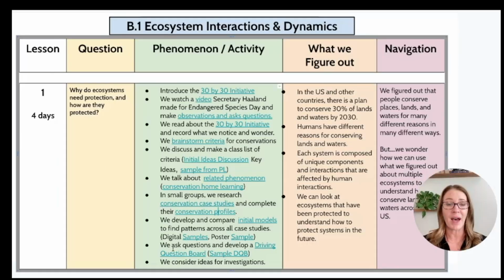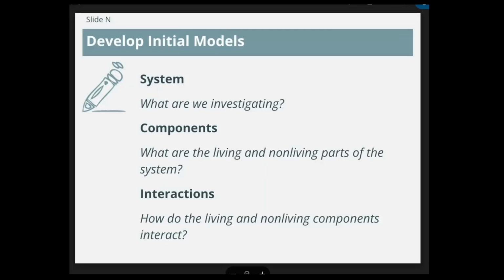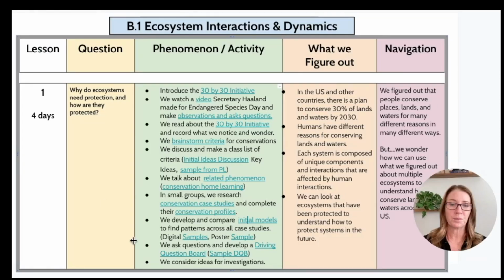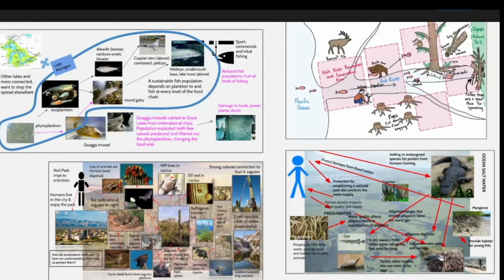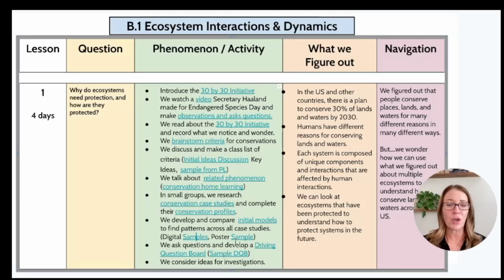So once we've done that, we then create initial models as groups. Students are in small groups, and they make some initial models to explain what was in their article or in their slideshow. And here's an example that comes from the teacher guide. You can do this digitally. I'm not sure what app was used for this, probably Google Draw or something like that. Or you can use a poster.